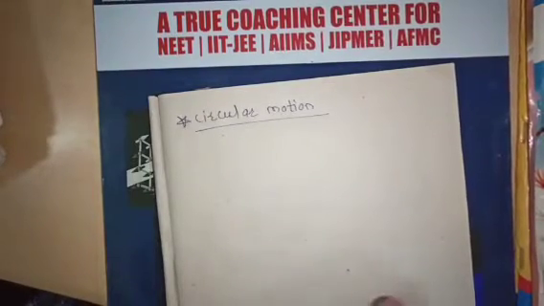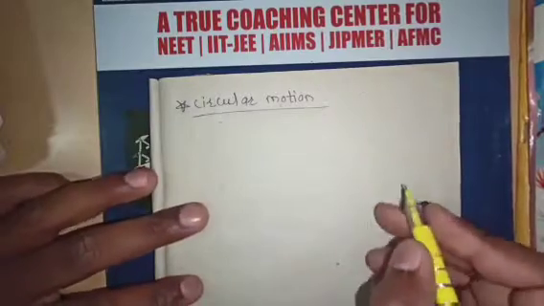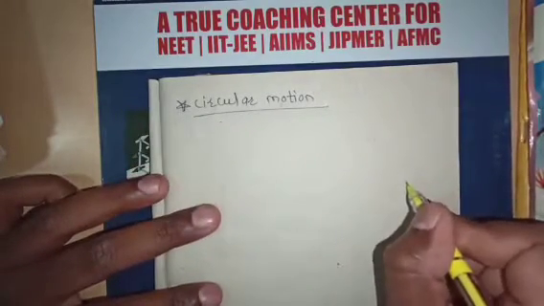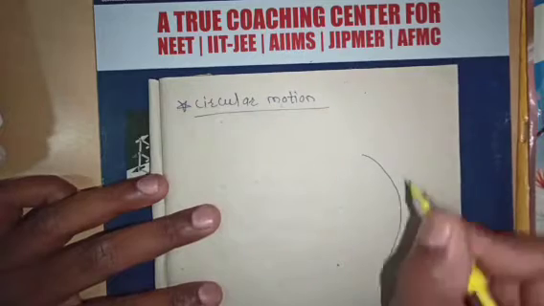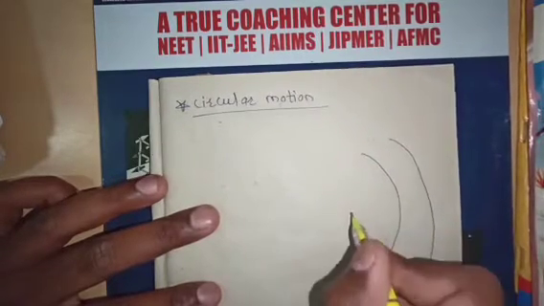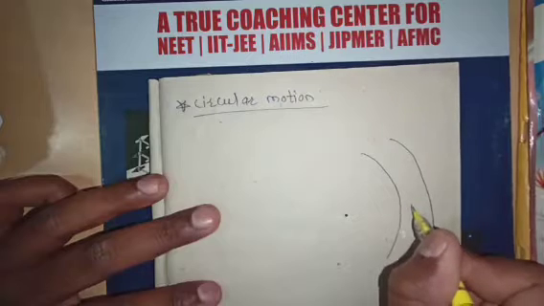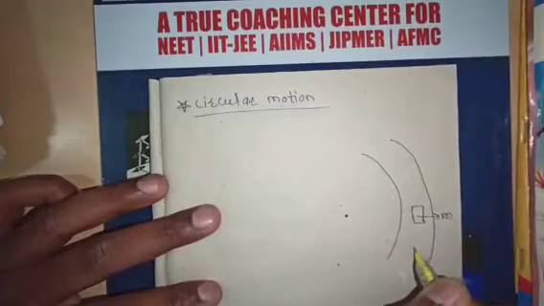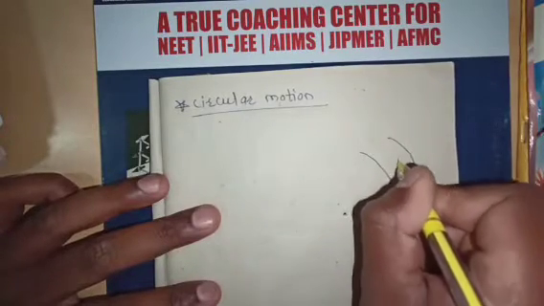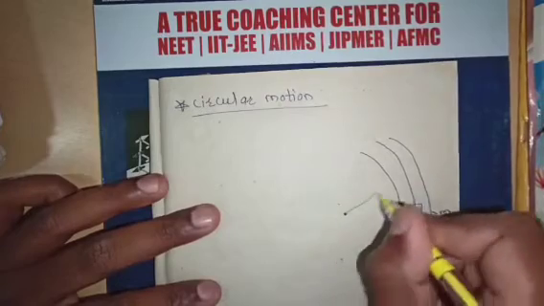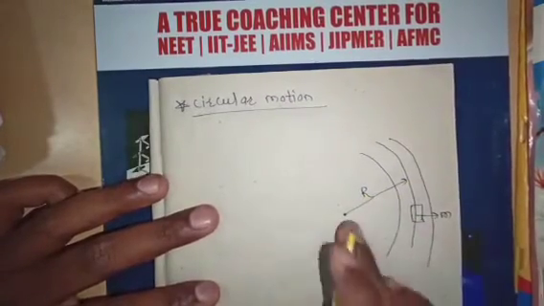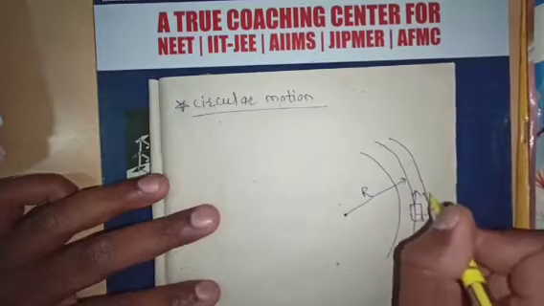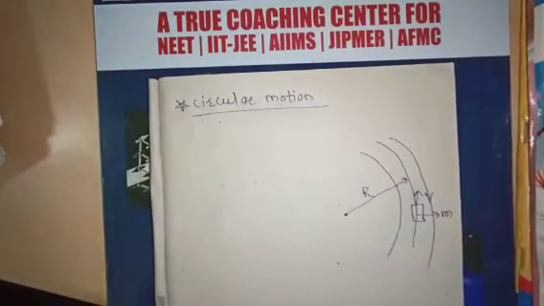Today we will discuss circular motion. What is meant by circular motion? Consider an object of mass m moving in a circular path with velocity v. The object moves in a circular path having a radius r, and the velocity of that object is v. This kind of motion is known as circular motion.